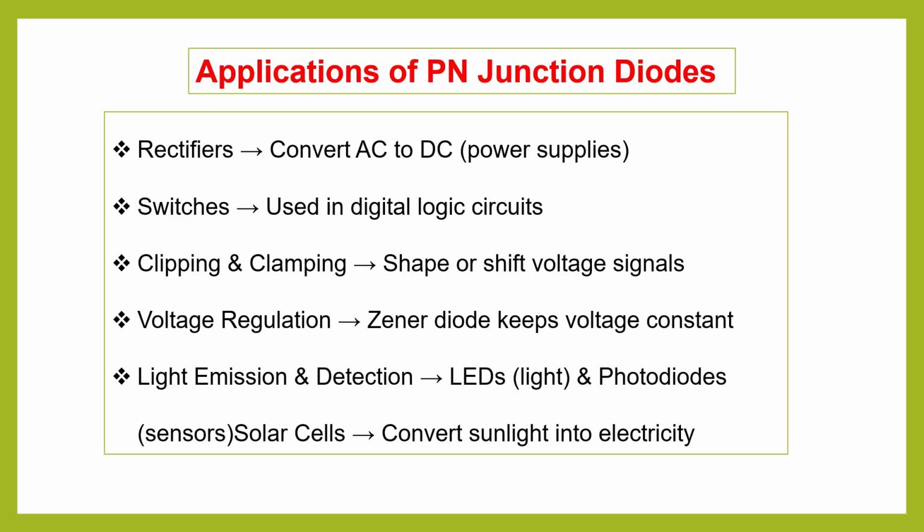Then light emission and detection: LEDs are used for light emission, and photodiodes are used for light detection. And then solar cells. Solar cells are also PN junction diodes which convert sunlight into electrical energy. These solar cells also generate DC current only.